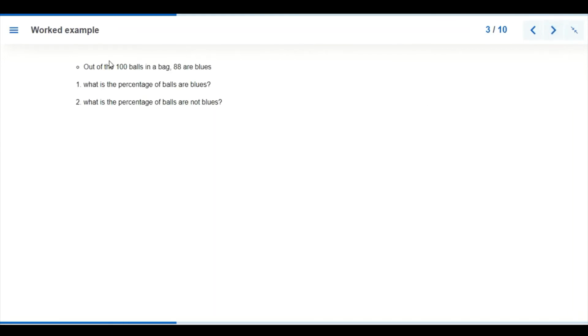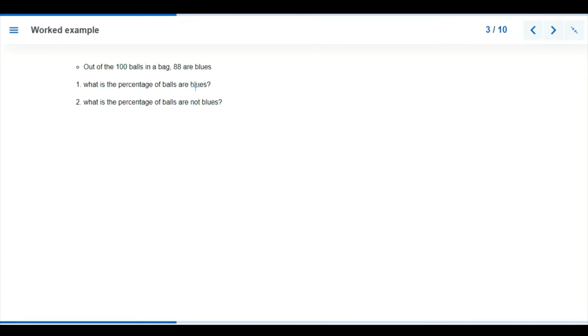Out of 100 balls in the bag, 88 are blue. What is the percentage of balls that are blue? What is the percentage of balls that are not blue? So we are going to be solving, and we want to know the percentage of balls that are blue, and the percentage of balls that are not blue. For the second one, we have to subtract the number of blue balls from the total number. That's how we are going to solve for the second one.